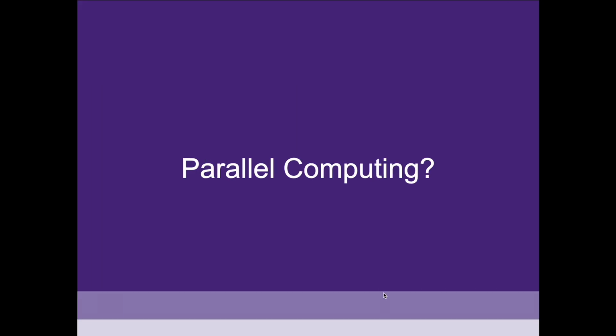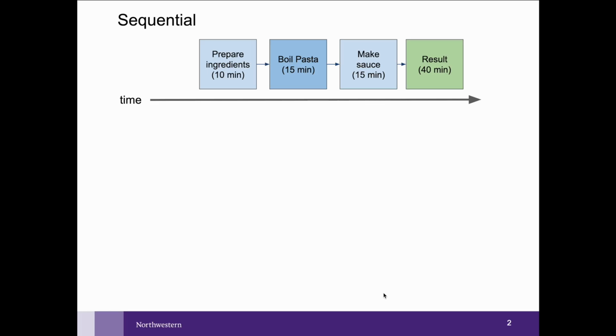We'll begin with the concept of parallel computing. I make a lot of pasta, so we'll use that as an analogy. Let's say that for my pasta dish, I have 3 steps to make it. I have to prepare the ingredients, I have to boil the pasta, and I have to make the sauce for it. So I could make everything one step at a time.